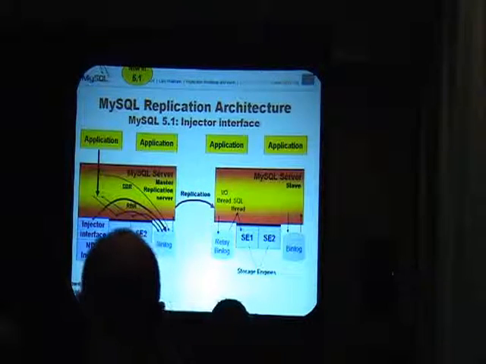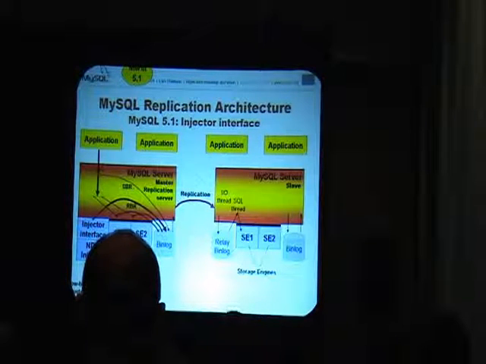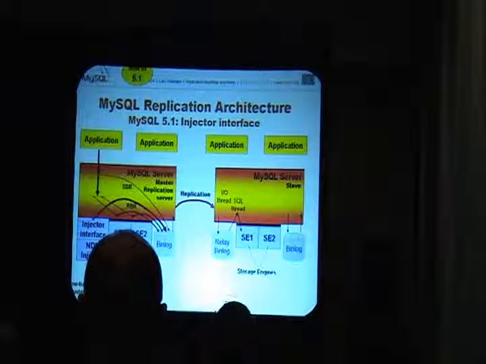So in 5.1, there are actually 3 ways that logging can happen. You can log the statements. You can log rows just before they go into the storage engine, or you can get them through the injector from the cluster, so it's sent from the cluster up. It's a way to inject replication log into the binary log.